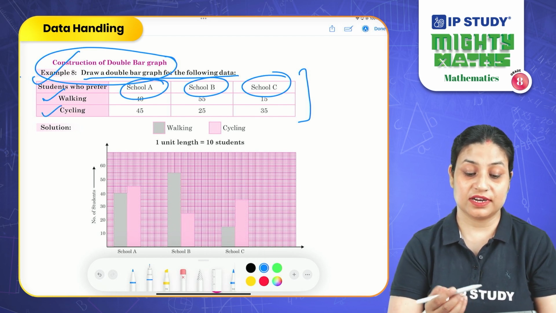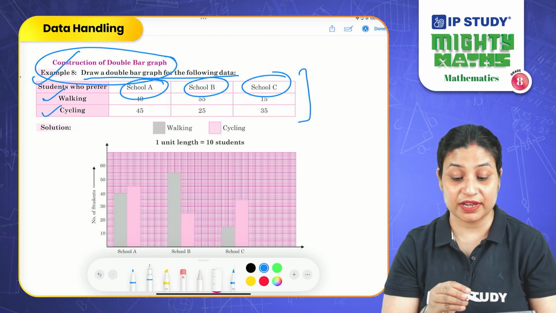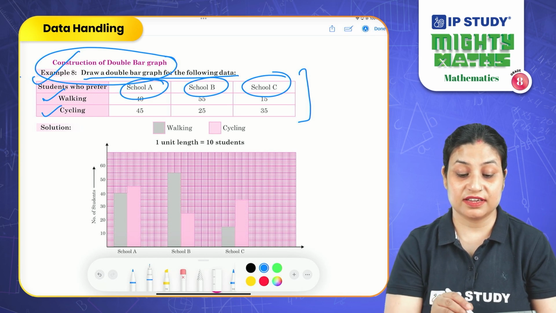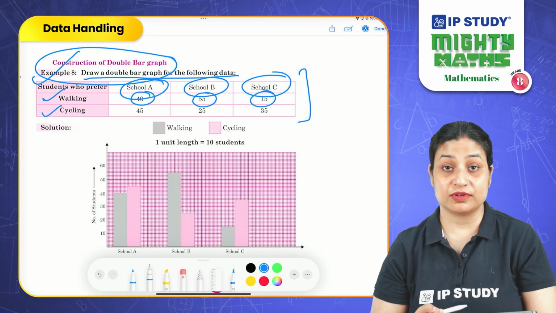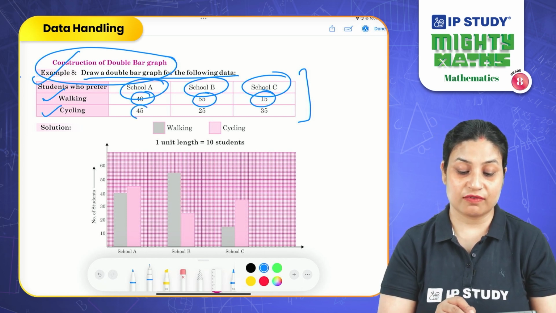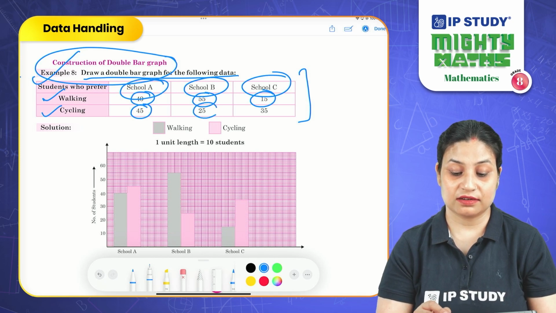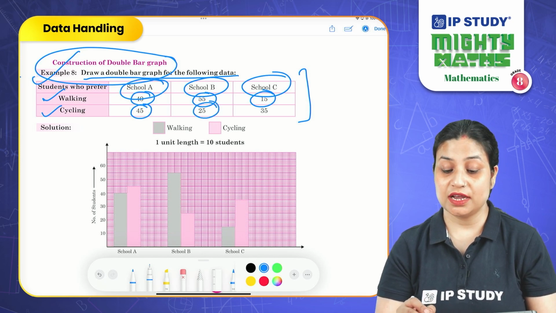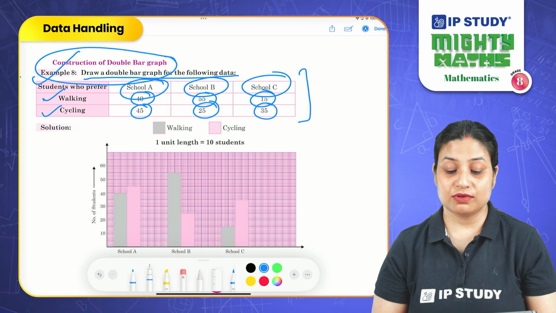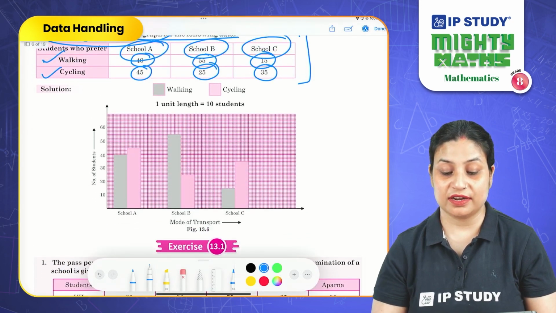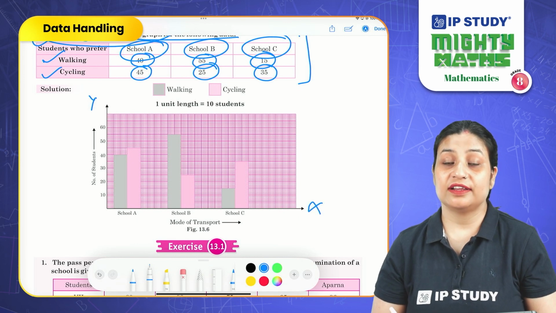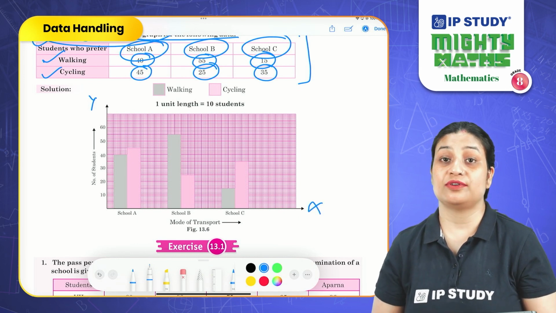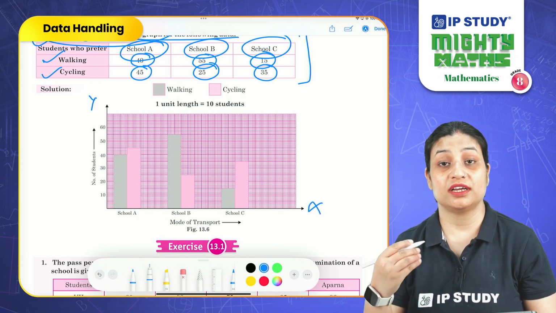If we talk about walking and compare the 3 different schools, in school A, 40 students like to walk, 55 in B and 15 in C. In the same way, for cycling, 45 students in A like to cycle, 25 in B, and 35 in C. First of all, as I've told you, draw the x-axis and the y-axis on a graph paper. Then you have to decide the scale that you're going to use in order to draw the bar graph.